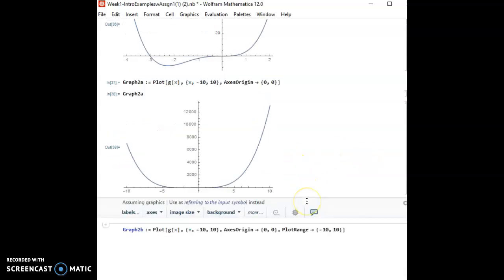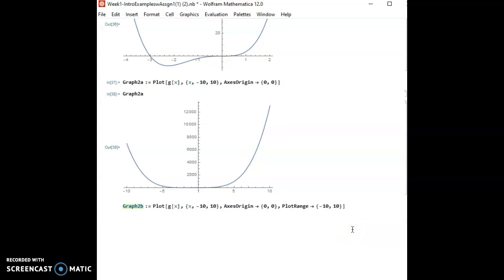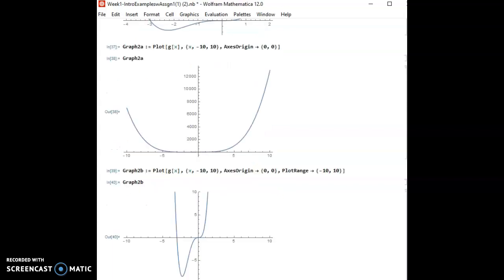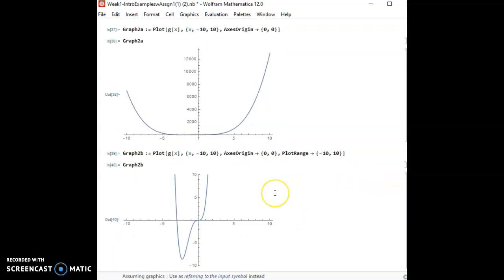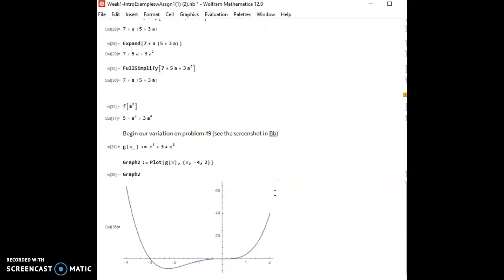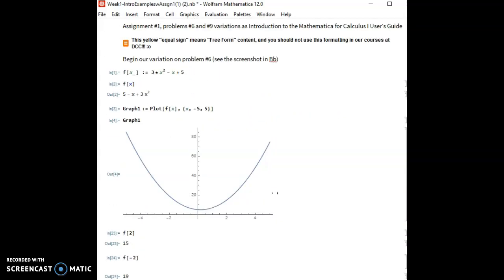Okay, well, that still doesn't look like one of those graphs, but let's see if we set the range there and call that graph 2b. And then graph 2b. Ah, look at that. It looks just like question number 9. So Mathematica is a way for you to help you with your WebAssign problems and your homework problems to see if your solutions are correct.